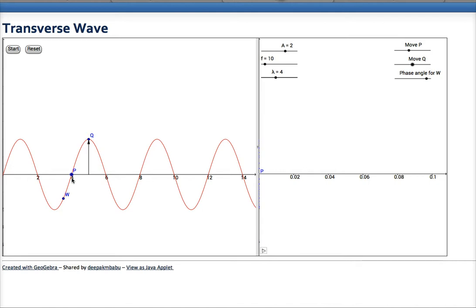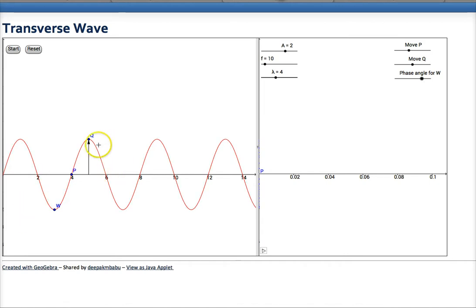Okay, let's move on. So now I'm going to set this point W so that it coincides with a trough. It's not a particle, it's just a point on the wave. So it's right at the bottom. Those are my initial settings.